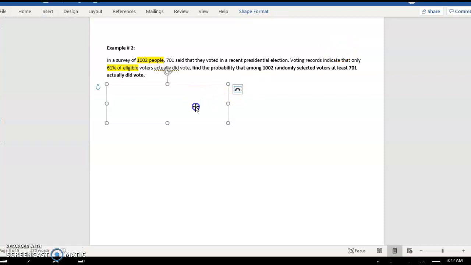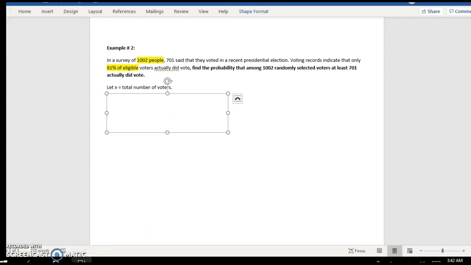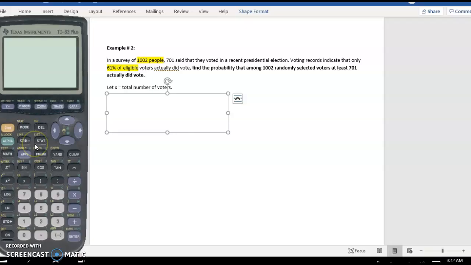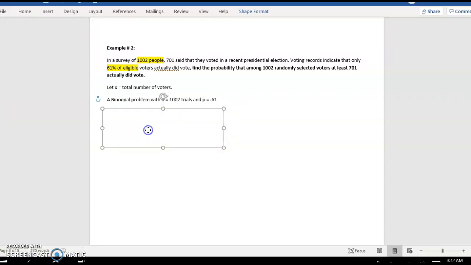As you declare your variables, make sure that, in this scenario, x is the total number of voters. The main statement they're asking is that we're evaluating the probability that at least 701 actually voted. So we have a binomial problem with the following parameters: 1002 represents the total number of people or trials, and the probability of success is 0.61.